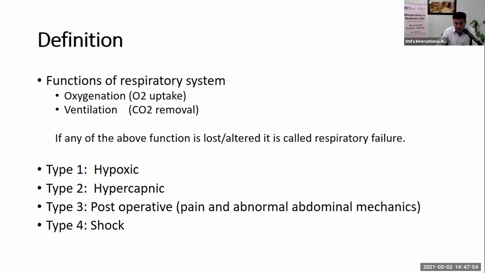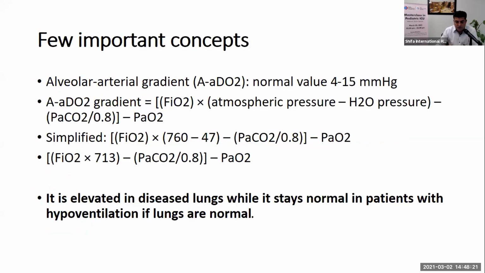The shock one happens because, as already discussed by Dr. Abid, there is decreased oxygen delivery into the tissues. So actually the respiratory system is intact in shock, but if the delivery is decreased, then you can also classify that as acute respiratory failure, because ultimately there is decreased oxygenation and decreased tissue perfusion. Before we go into the types, there are a few important concepts which need to be understood, and there will be a brief introduction about most of them.